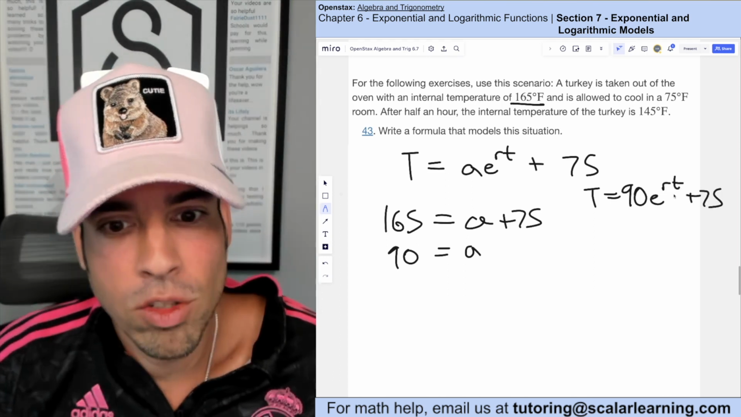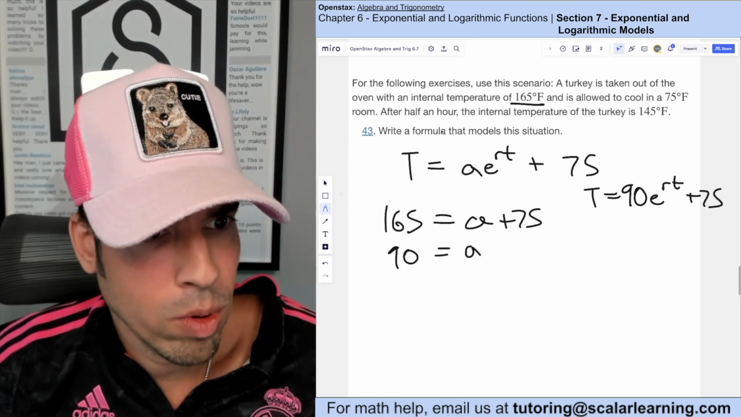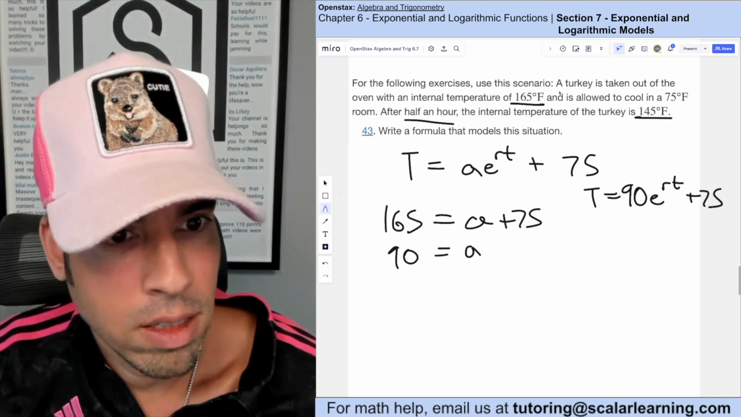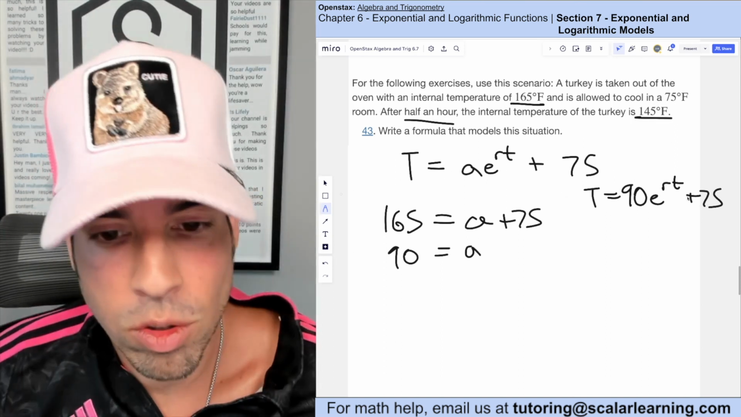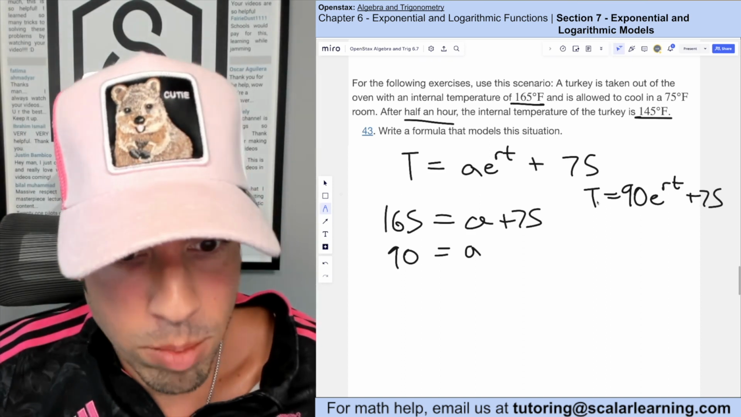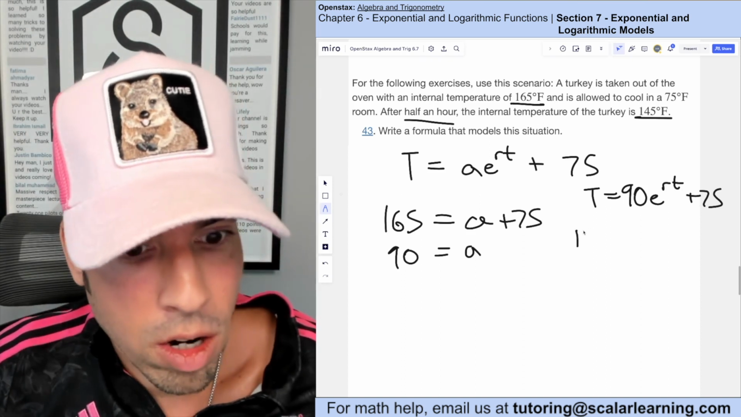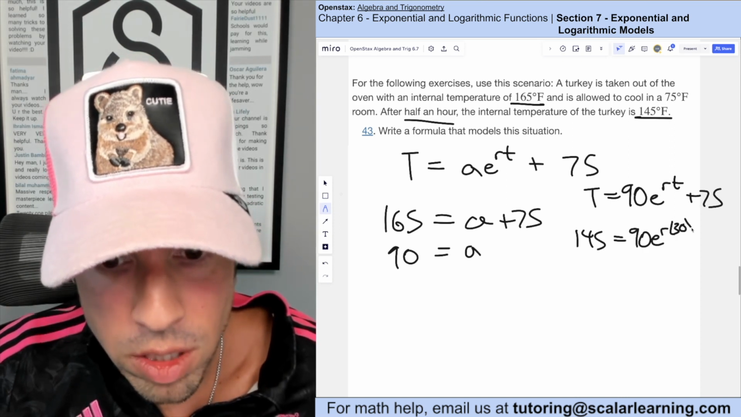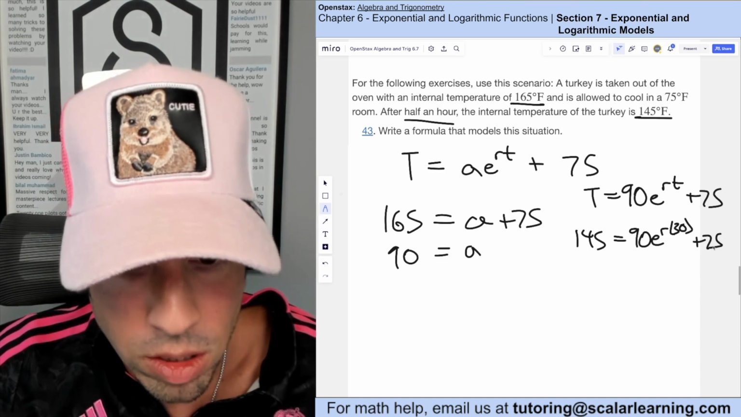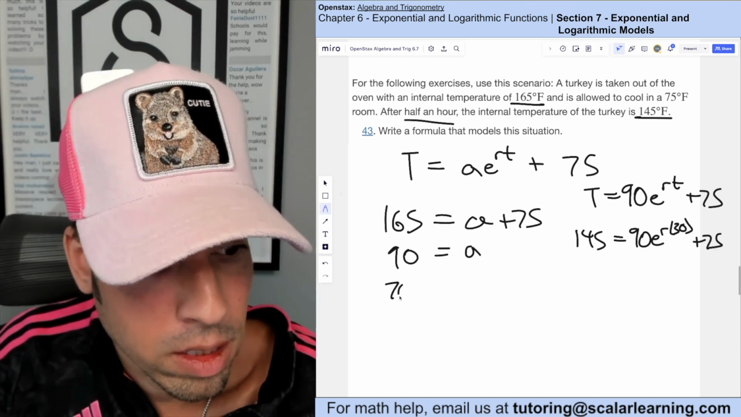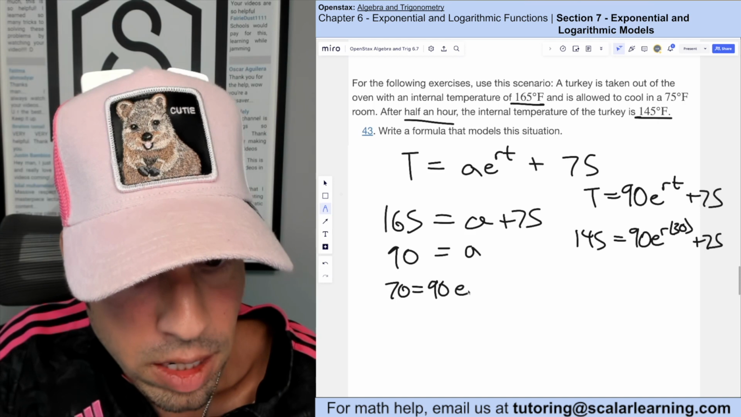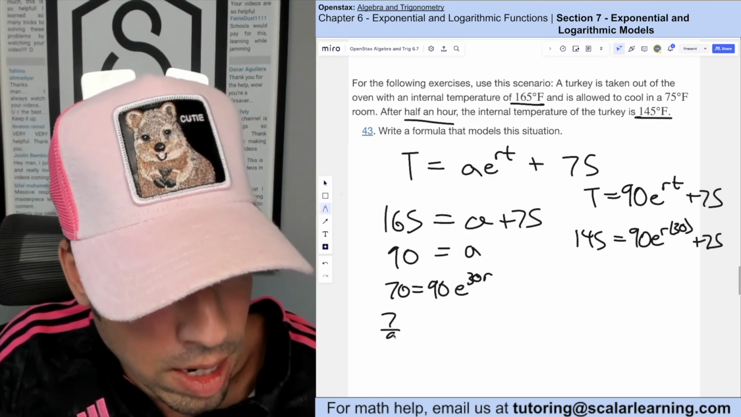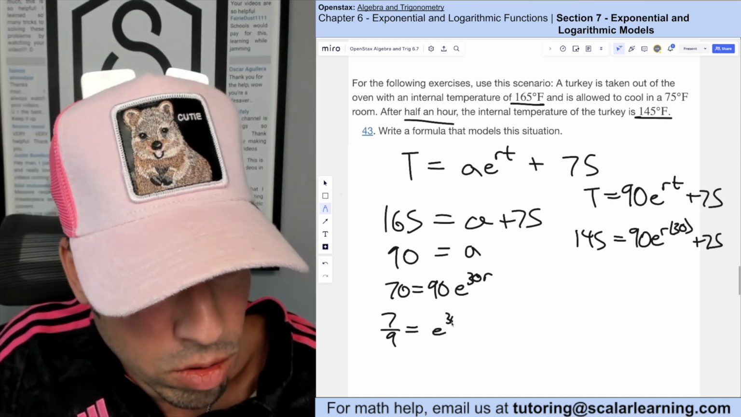And then the last thing I need to do is solve for r. And I can use this right here. It says after a half an hour, the temperature is at 145. And since we're going to do this in minutes, a half an hour is when t is 30. So we've got 145 equals 90e to the r times 30 plus 75. Now we're going to solve for r. We subtract 75 from both sides, and we get 70 equals 90e to the 30r. Then we divide by 90. 70 divided by 90 is 7/9, and that equals e to the 30r power.